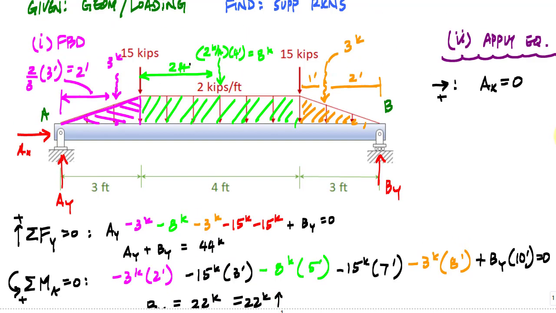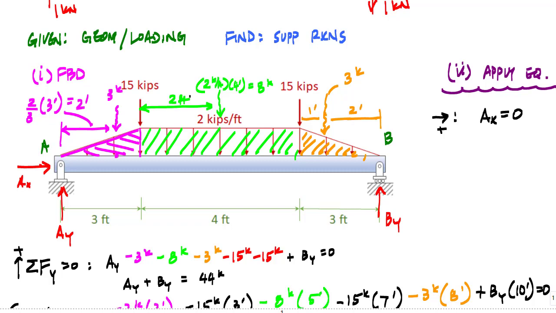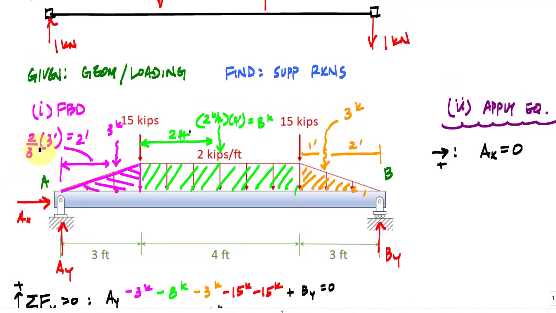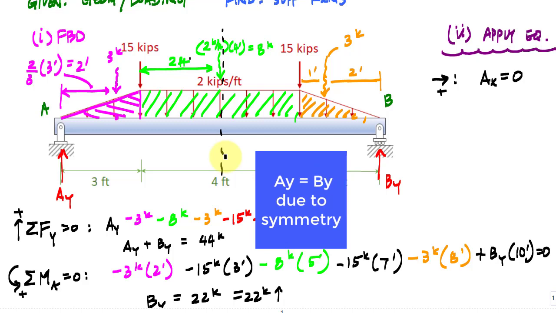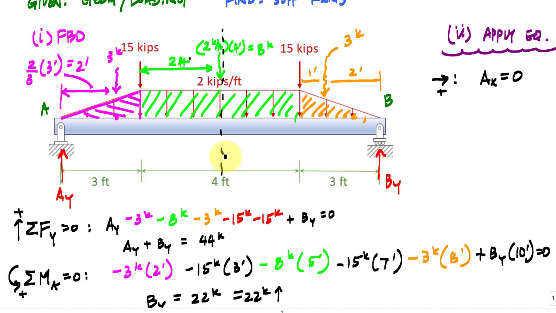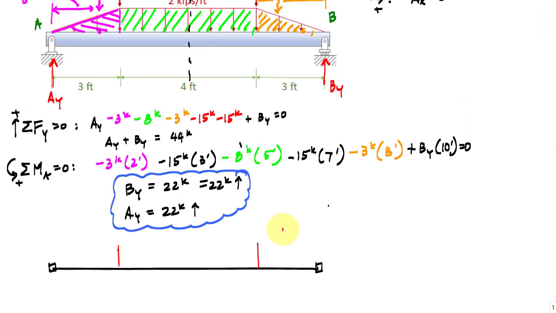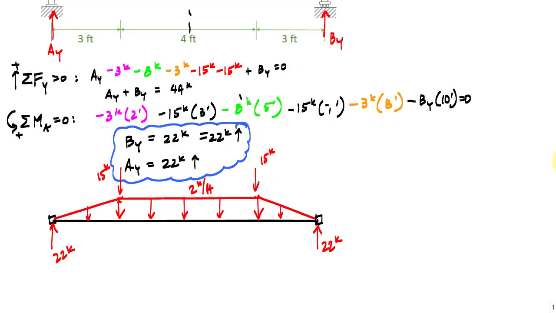Maybe something you recognized much earlier is that, knowing AX is 0, we notice that all the external loading on the structure is symmetrical. I have a line of symmetry right down the middle here, and that means half the load goes to AY, half the load goes to BY. So if you can recognize the symmetry, then you know half will go to the left and half will go to the right. All right, so let's do another example.